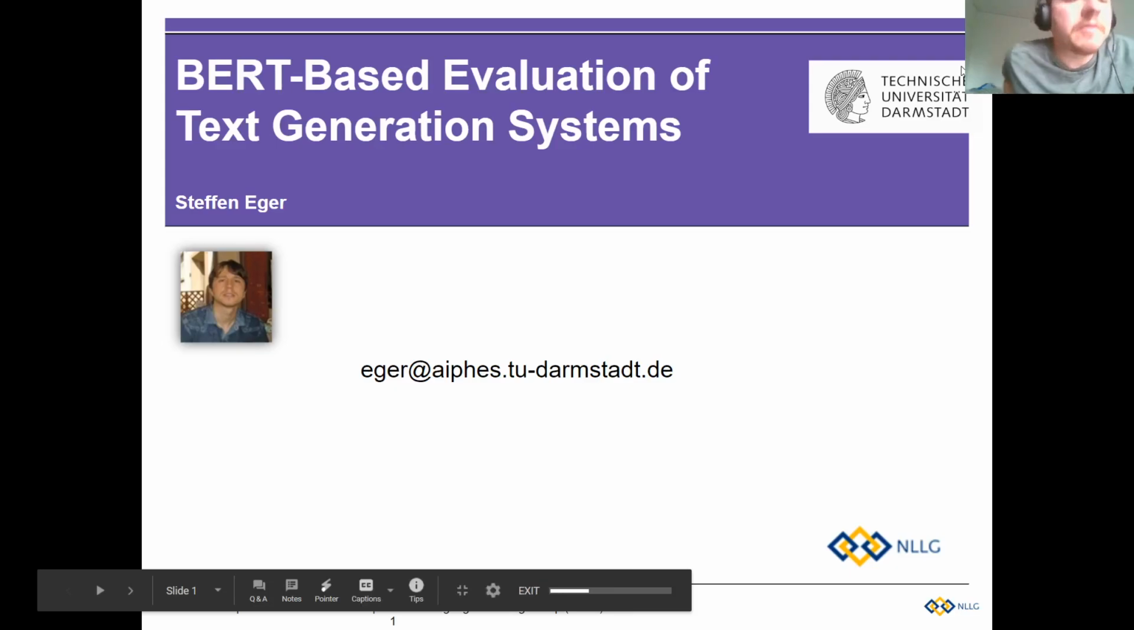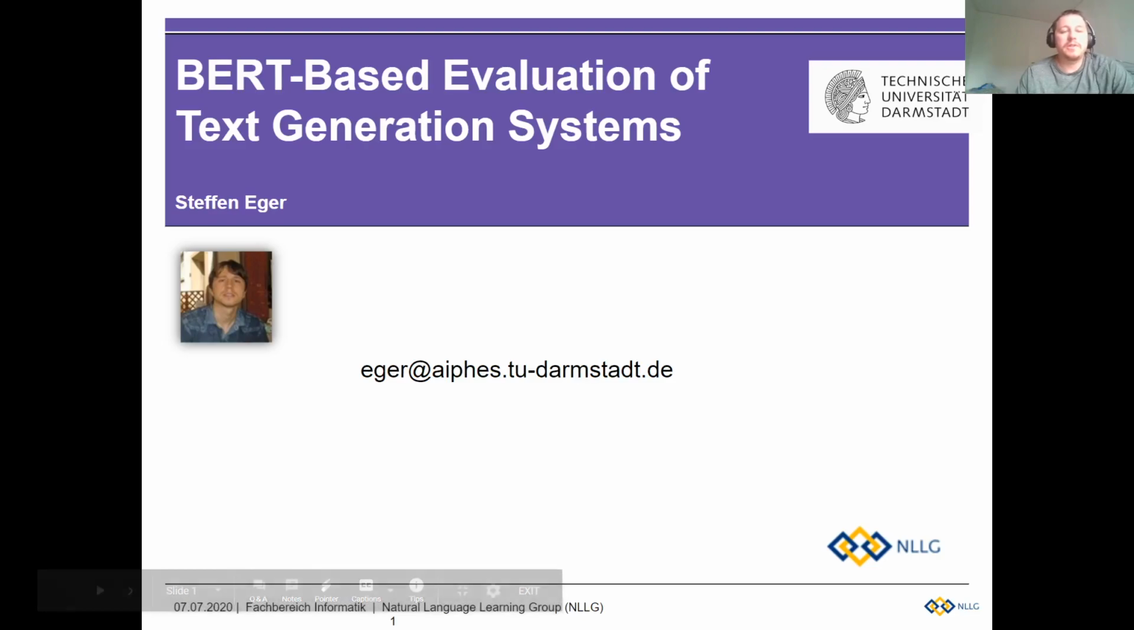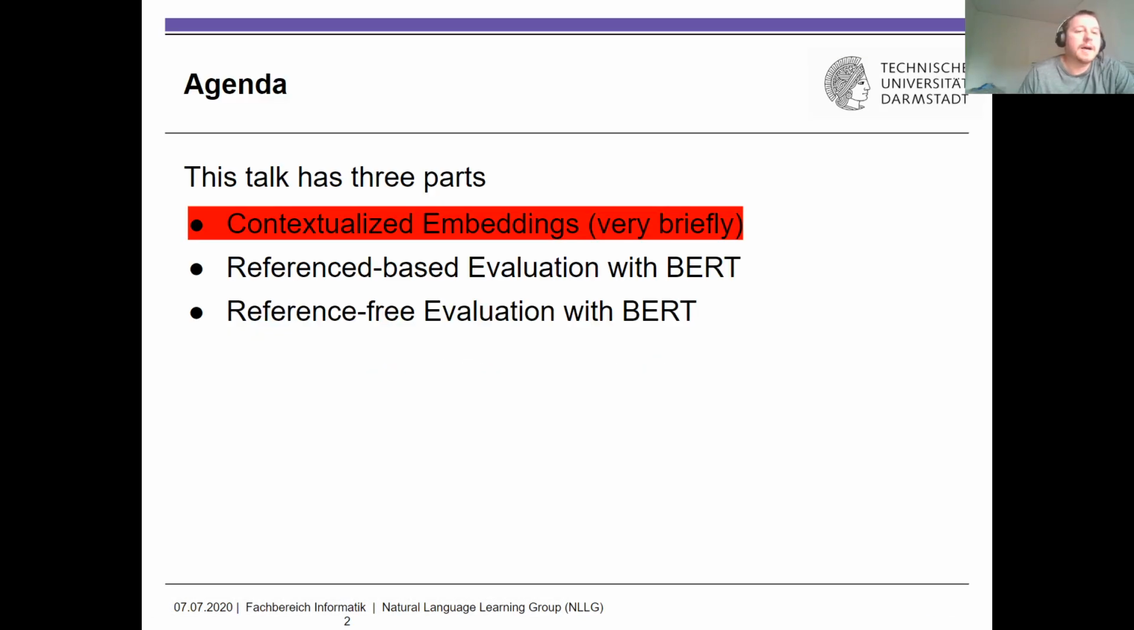All right, welcome everyone. Let's talk now about BERT-based evaluation of text generation systems. The talk today has three parts. In the first part, that's about contextualized embeddings, and I will go very briefly through that because we basically know almost everything from this part already. So this is basically just a rehearsal or repetition of what we already know.